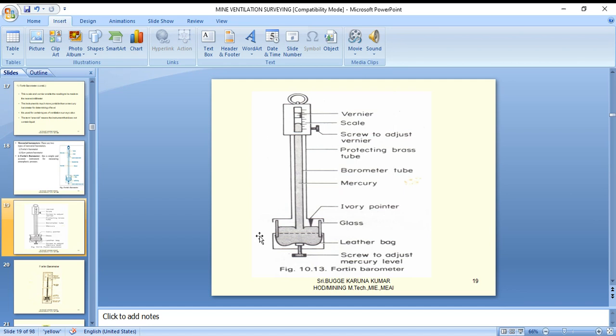Vernier scale, screw to adjust vernier, protecting brass tube, barometer tube, mercury, ivory pointer, glass, leather bag, screw to adjust mercury level, Fortin barometer.